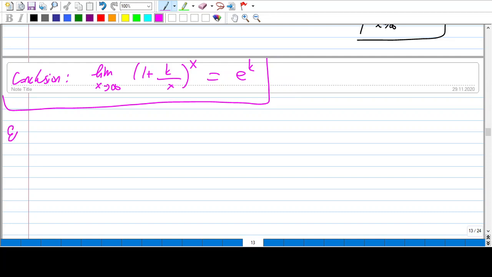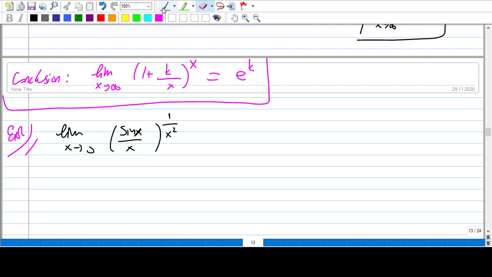Let us continue. Example 2. We have now another one. The limit as x goes to 0 of sine x over x, to the power 1 over x squared. Okay, this is also a L'Hopital question, but you must pay attention. You have to play with some terms.